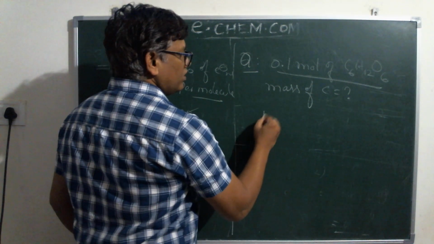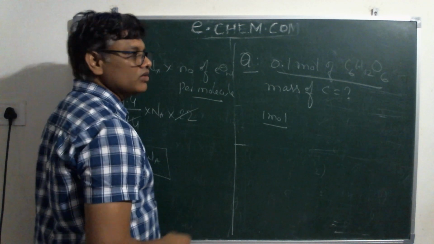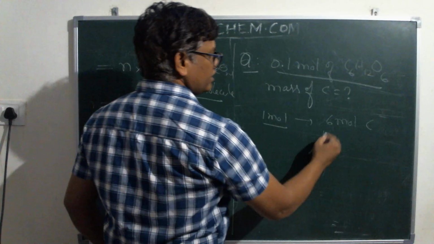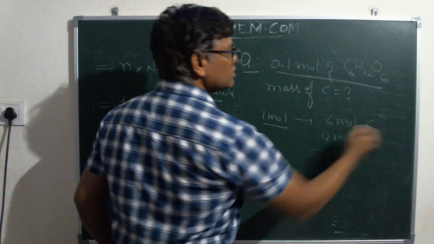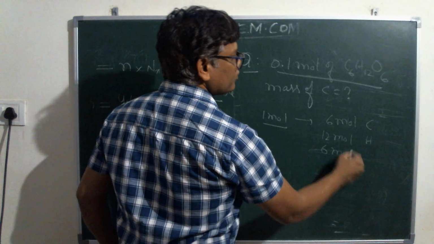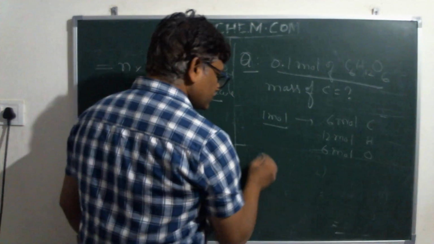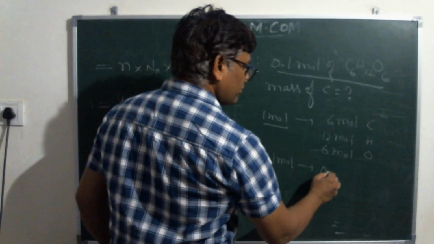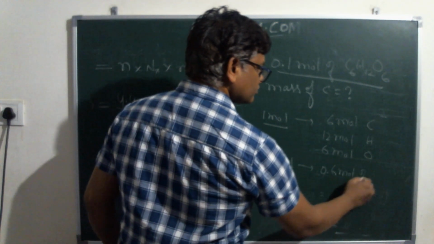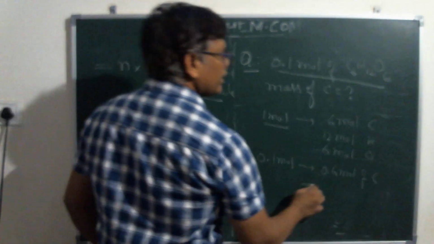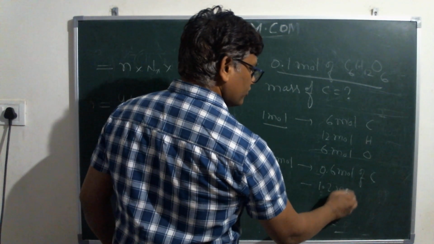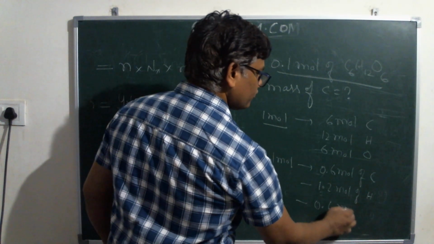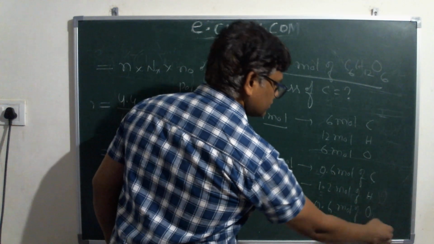Okay, 1 mole of the compound, if you take glucose, consists of 6 moles of carbon, 12 moles of hydrogen and 6 moles of oxygen. If you take 0.1 mole of the compound, obviously we can have 0.6 mole of carbon, 1.2 mole of hydrogen and 0.6 mole of oxygen.